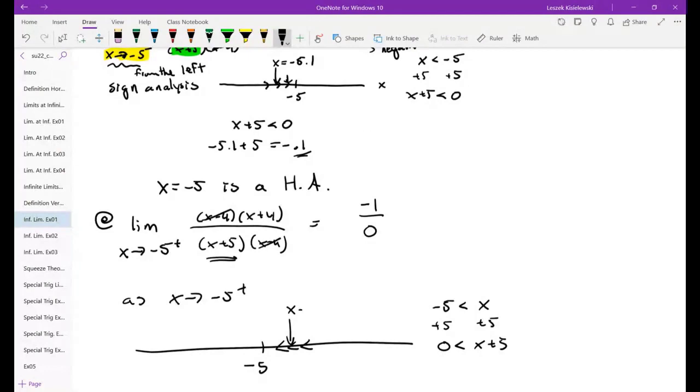add 5 to both sides of the inequality, and you get that x plus 5, this factor, is positive. Also, you can choose a test value, like -4.9. So our test value confirms that we get something that's becoming small, but is still slightly positive. So the denominator is approaching 0 from the positive side. So you have -1 divided by a slightly positive 0, so at the limit, that would go to -infinity.